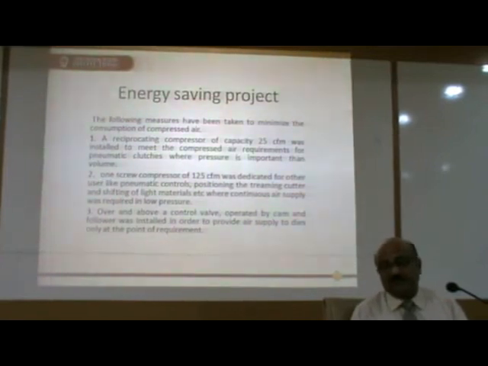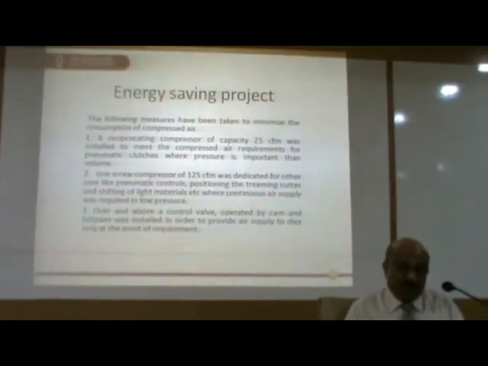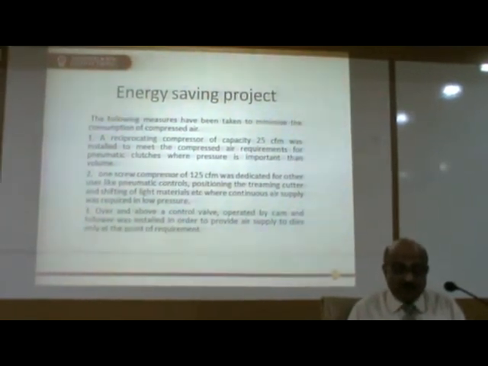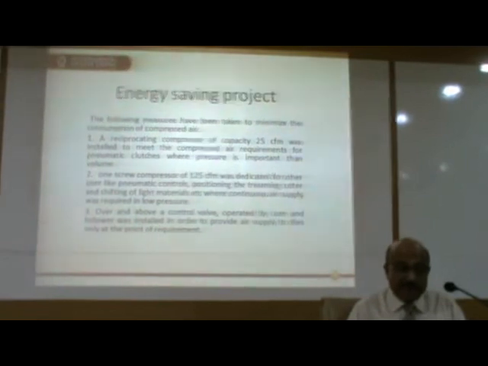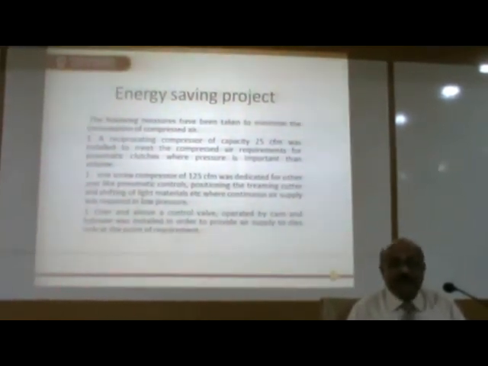So it is just the reverse of the previous one. Here volume is important but pressure is less. Number 3, over and above, a control valve operated by a cam and follower system was installed in order to provide air supply to the dies only at the point of requirement.